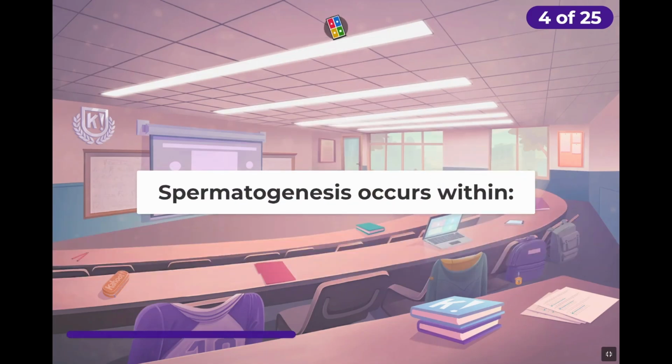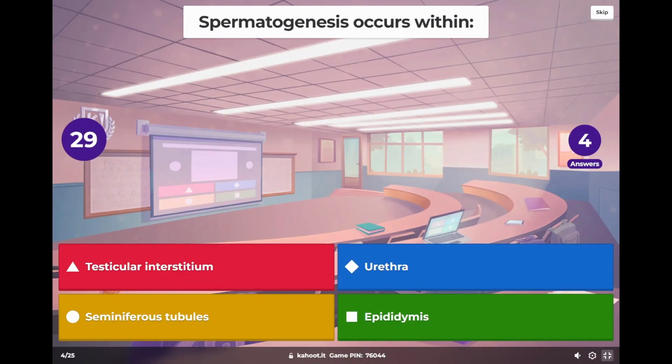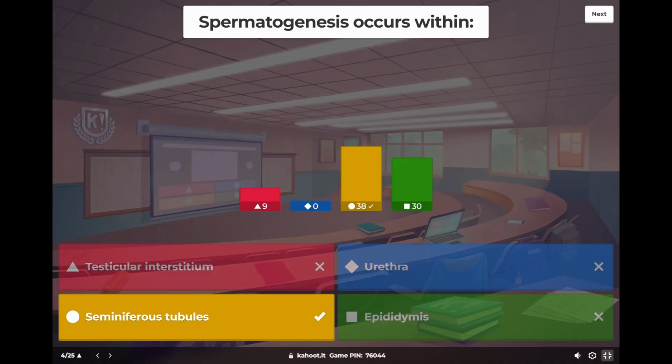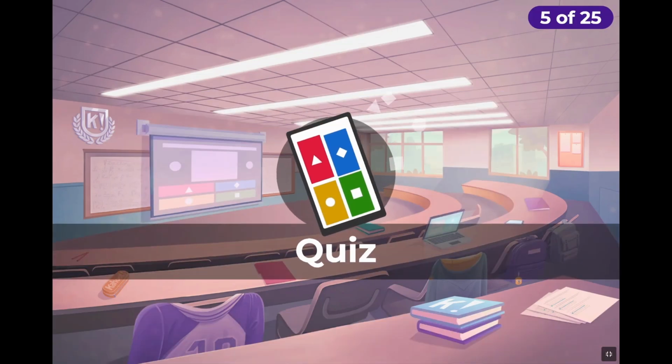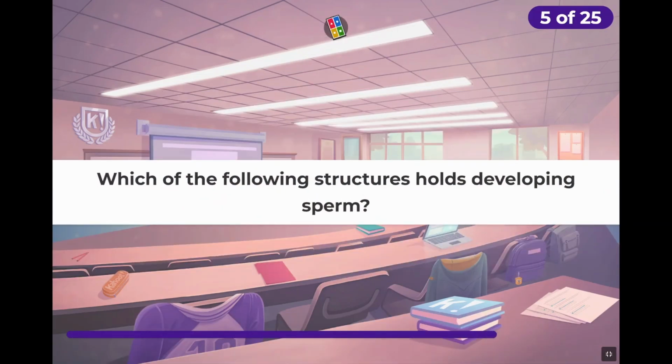Okay, next one. Spermatogenesis occurs where? Okay, the question's asking for where does spermatogenesis occur, not where they mature. Because where they mature is different than where they're created. Okay, seminiferous tubules is where they're created, then they get stored in the epididymis where they mature until they are released. Well, I gave you the answer, so I hope you listened.